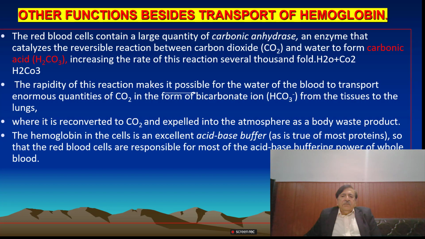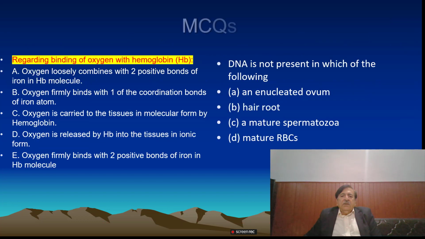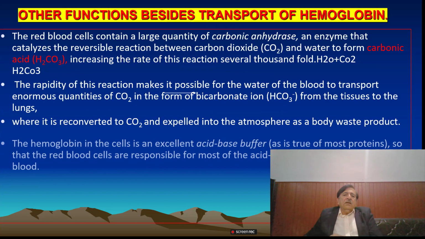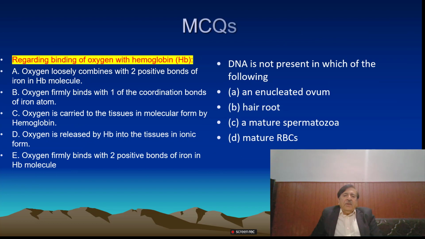The hemoglobin in the cell is an excellent acid-base buffer, as is true for most proteins, so that the red blood cells are responsible for most of the acid-base buffering power of the whole blood.